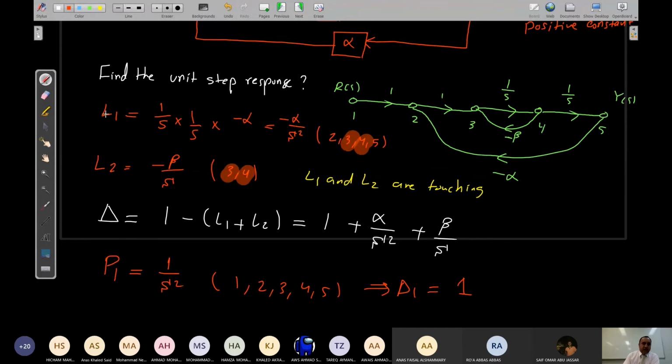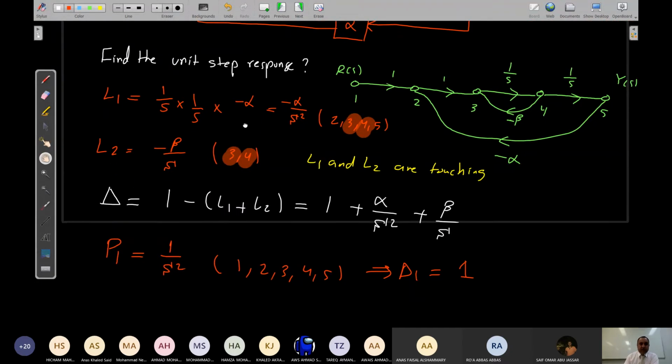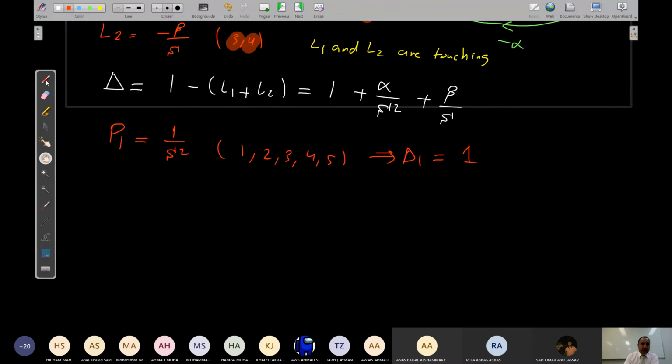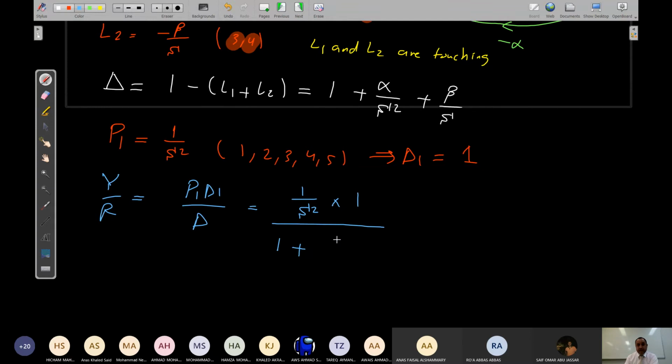Good. So can you give me now the transfer function, Y over R, equal to what? P1 delta 1 over delta. Now you should substitute, because I need to find the response, correct? P1 equal to what? 1 over s square, multiplied by 1 over 1 minus the sum, which is 1 plus alpha over s square plus beta over s.